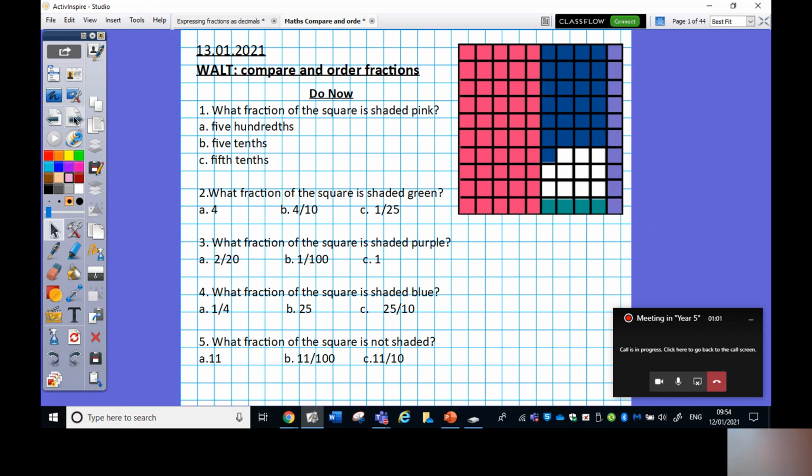Great, welcome back. Let's take a look at the answers. What fraction of the square is shaded pink? 5/10. What fraction of the square is shaded green? 1/25. What fraction of the square is shaded purple? 1/4. Oh, sorry, 2/20. Wrong answer. What fraction of the square is shaded blue? 1/4. And what fraction of the square is not shaded? 11/100.